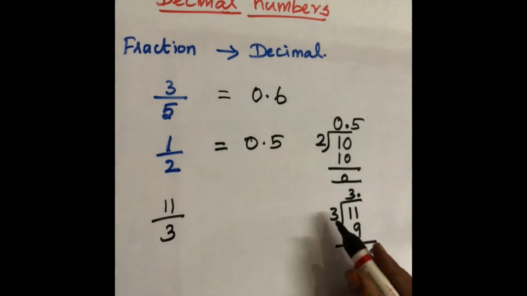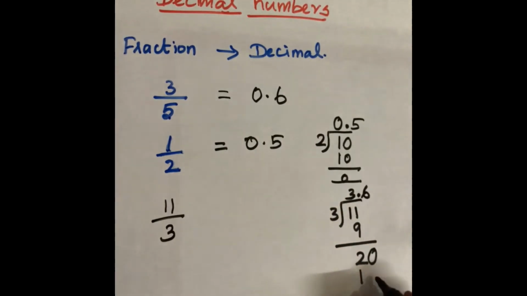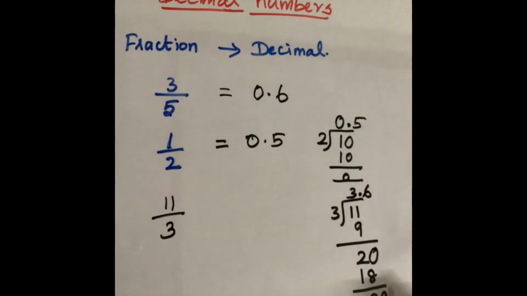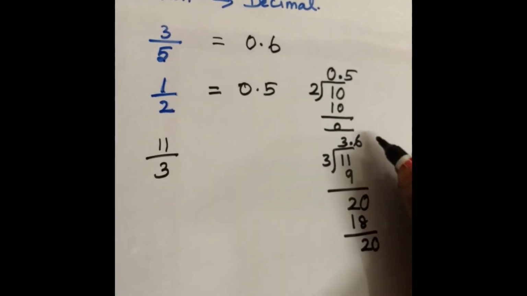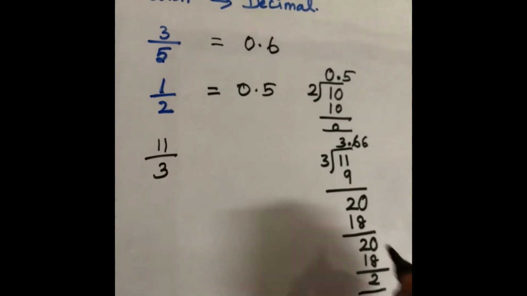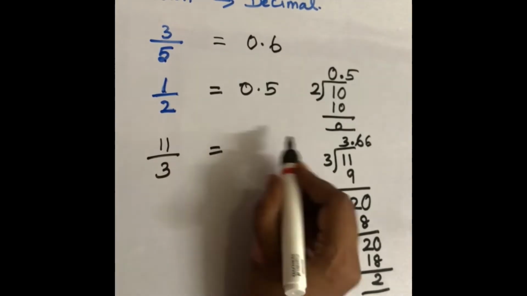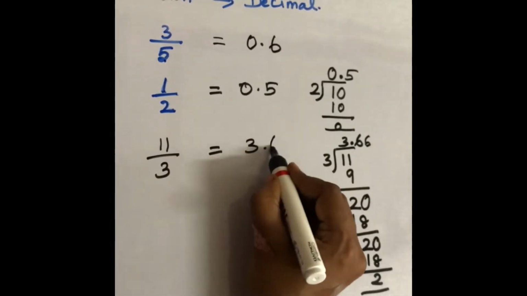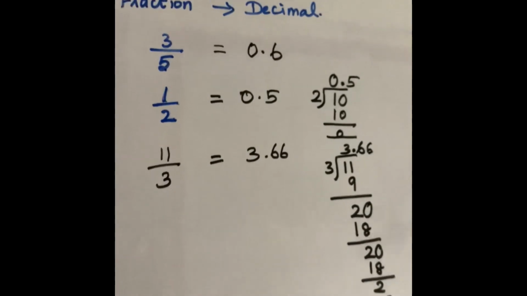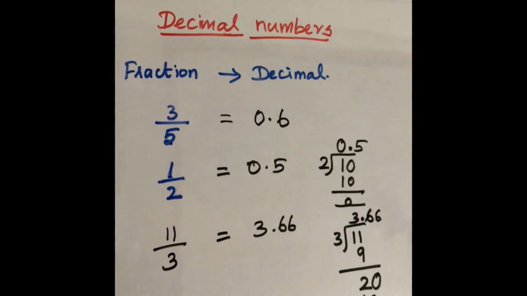In 20, how many times can you find 3? 6 times. 6 3s are 18. Remaining 2. So, again, you can add 1 zero and it is 6 3s are 18. It will go on like this. So, 11 by 3 can be written as 3.66. This is how we will convert fraction into decimal.